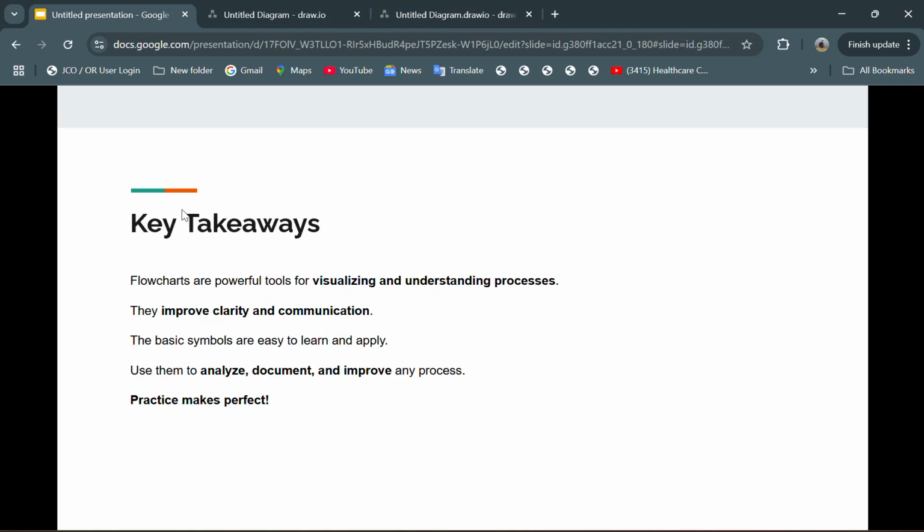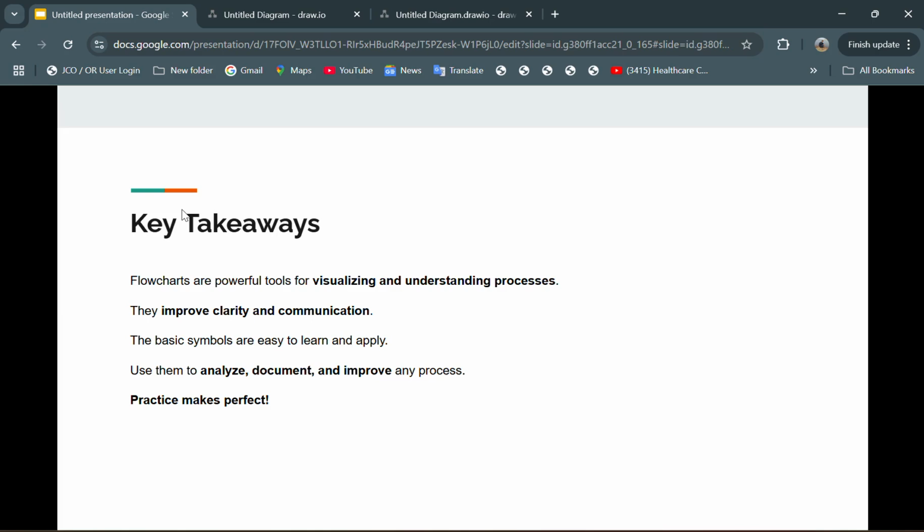So let's move on to the last slide. That is the key takeaway from this presentation. Flowcharts are a powerful tool for visualizing and understanding processes, how the process will work. They help you to draw the process step by step with the decisions, or who is interacting with what processes. So that's the importance of flowcharts.